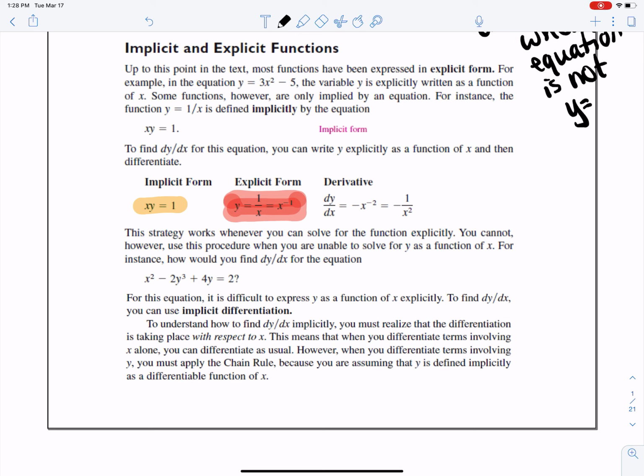So every time you differentiate with respect to x, for example, the derivative of x squared with respect to x is just 2x. But anytime you're differentiating a term without an x in it, for example, a y, you need to think of y as a function of x. So the derivative of 4y would be 4, but then the derivative of y itself would be y prime. So that's kind of how we're going to tackle this lesson here.